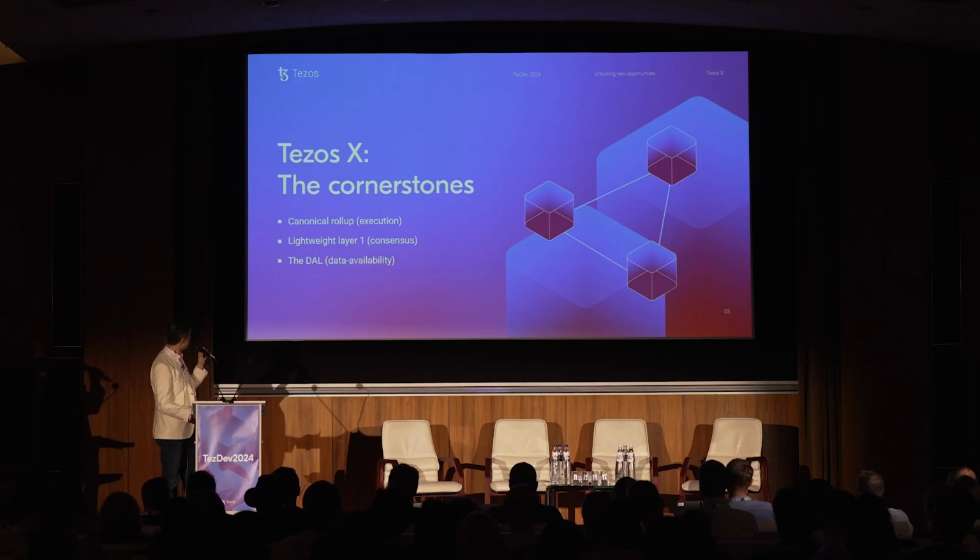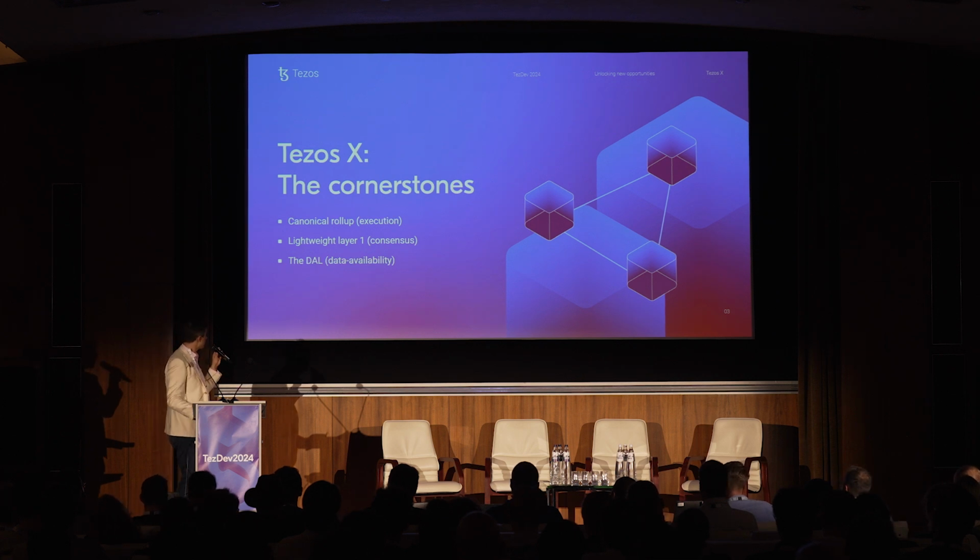And yeah, in all of this, I would say there's some evolution of the L1, but not as much. The L1 starts focusing on providing very robust consensus, very robust data availability, and fast blocks. So the cornerstones have been the canonical rollup for execution, a lightweight layer 1, and that's the beauty of it, because the more you move to a layer 2, the more lightweight your layer 1 becomes, because it doesn't have to do as much. The more you can speed up block times and the more decentralized you can be, and the DAL for data availability.